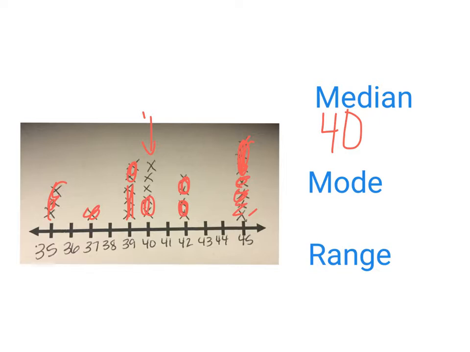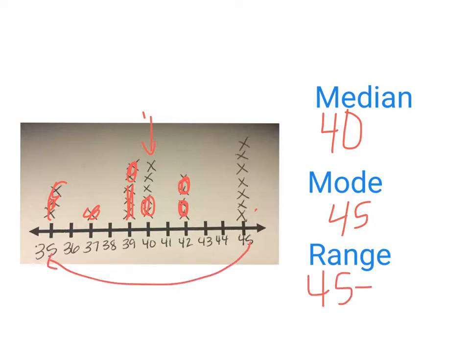My mode, if I look back, is still 45, because that's the one that appears the most. And my range is still taking whatever one's the highest, which is 45, minus 35, and that will give me still 10.